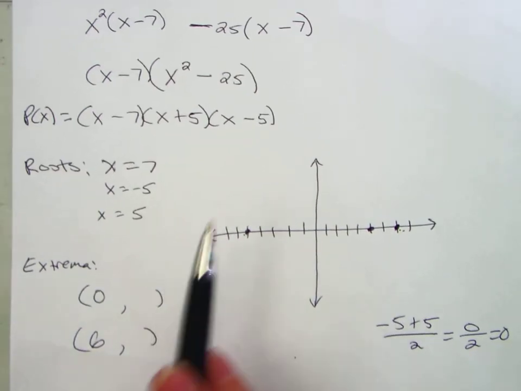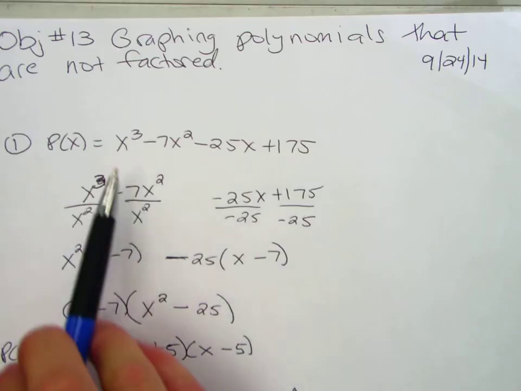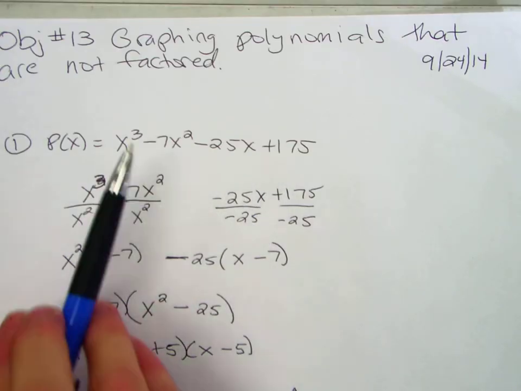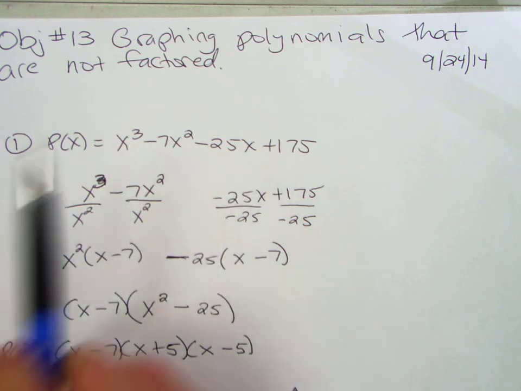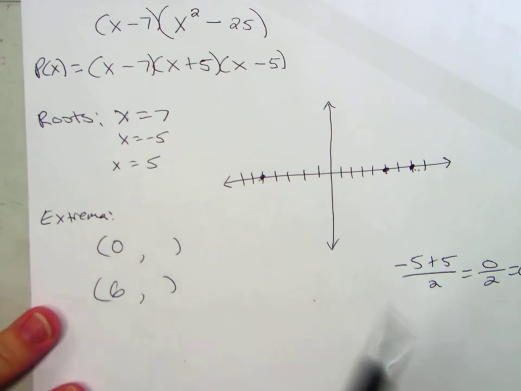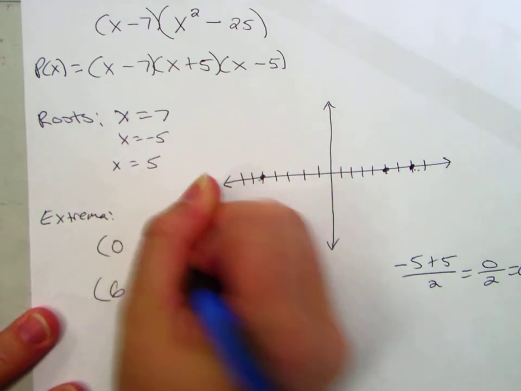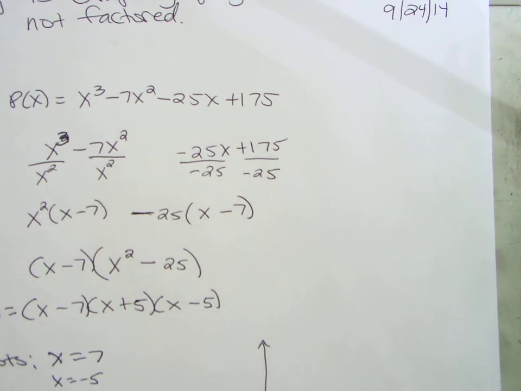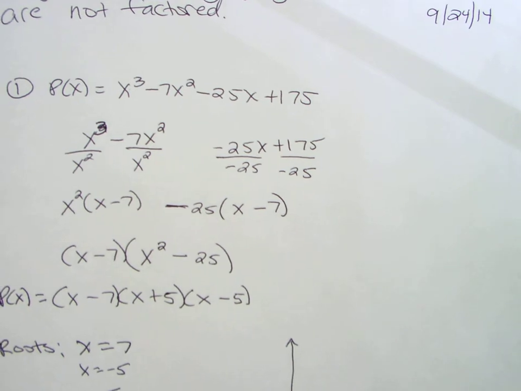You can plug into the factored form, or you can plug into the original, whichever makes you more comfortable. When you plug 0 in, what do you get? 0, 0, 0, 175. That one's super easy. I know it's 175. Now, if 0 gives 175, what should my 6 be, positive or negative? When I plug in 6, I should get a negative number. That's one thing to keep in mind to make sure your numbers are right. They should be opposite signs.